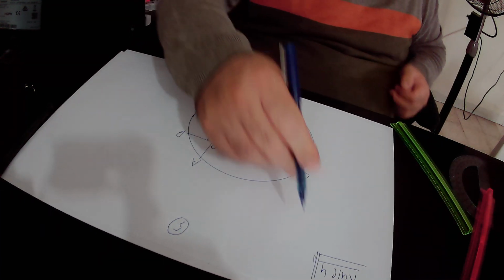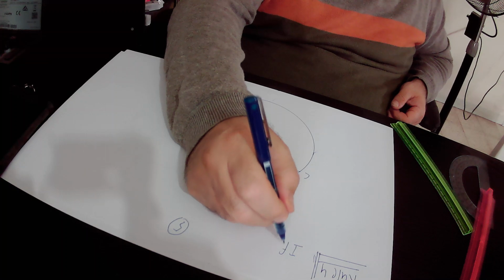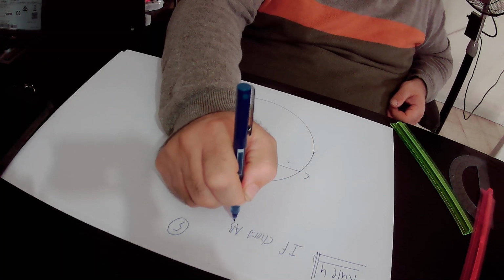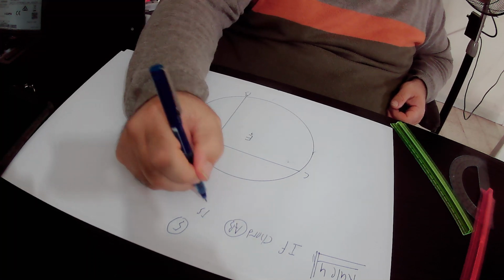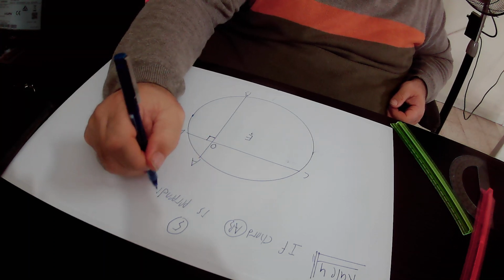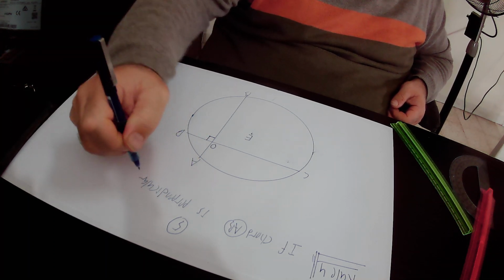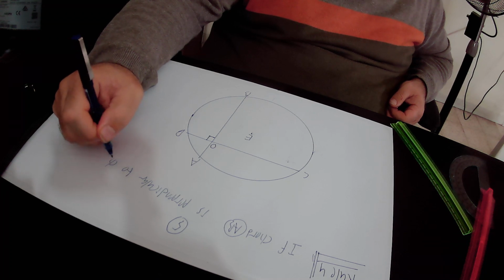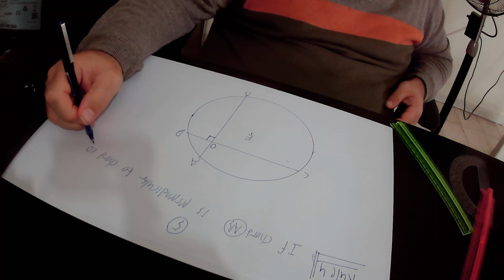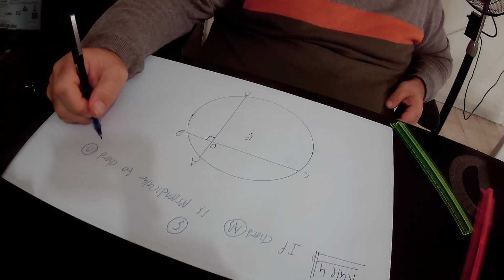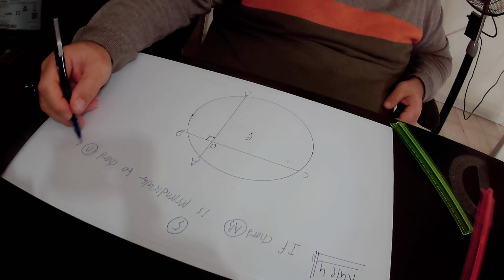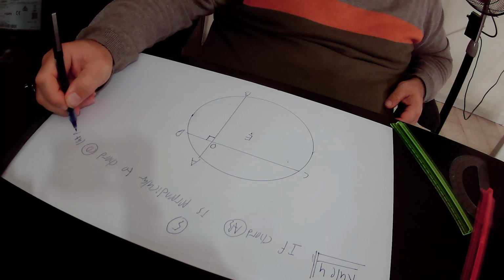So if chord AB is perpendicular to chord CD, and they are perpendicular to each other at the intersection point O, point O.